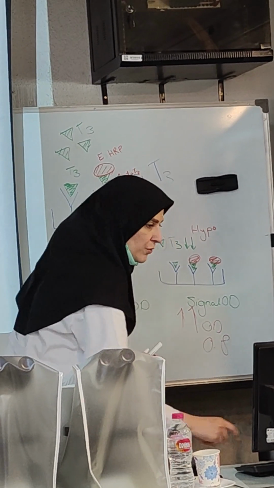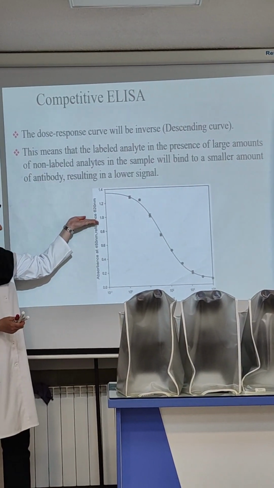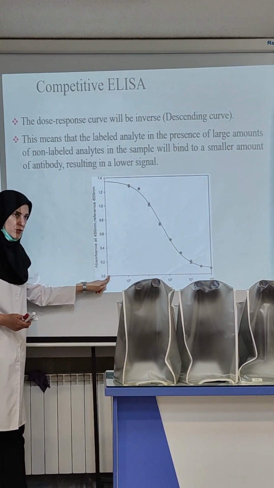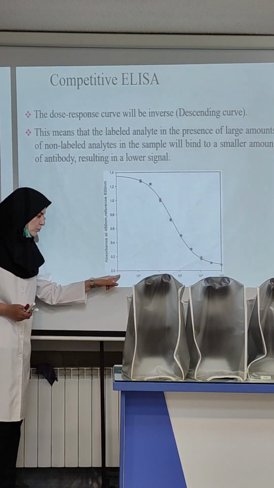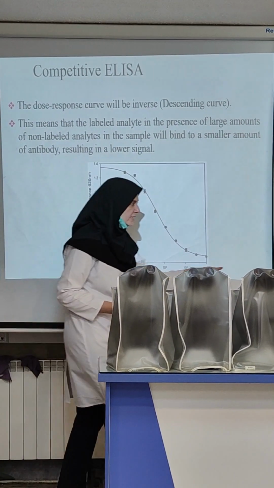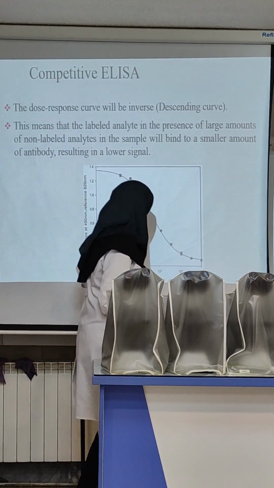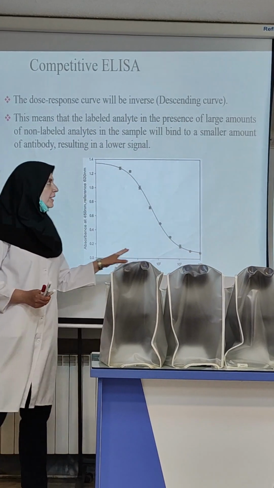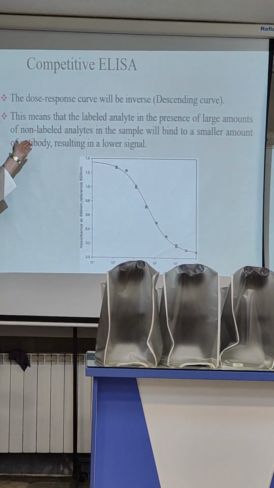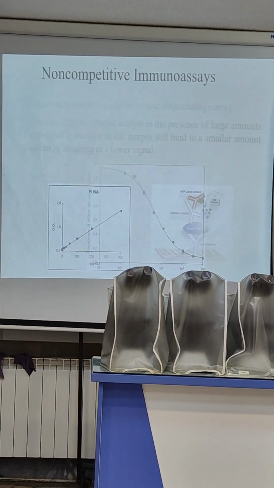If you draw, this is the concentration of, for example, T3, and this is the OD. Then you have a low concentration, your patient has hypothyroidism. Hypo means that the concentration is very low, the signal is very high. What about the hyper? You have a very high concentration, no signal. Clear? We say that the dose response here is inverse. Do you understand it? This is the basis of the dose response here.